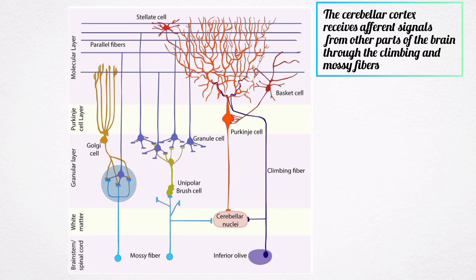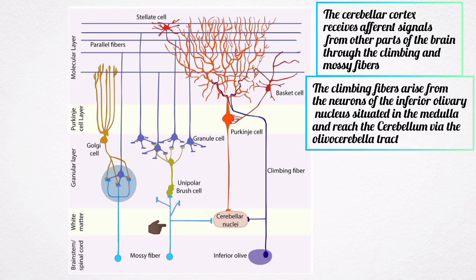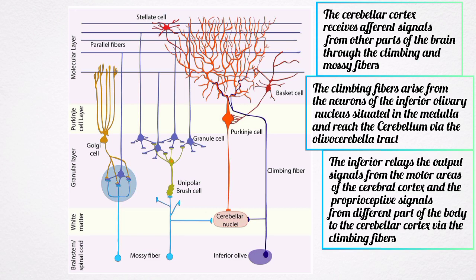The cerebellar cortex receives afferent signals from other parts of the brain through two types of nerve fibers, which are the climbing fibers and the mossy fibers. The climbing fibers arise from the neurons of the inferior olivary nucleus that is situated in the medulla and reach the cerebellum via the olivocerebellar tract. The inferior olivary nucleus relays the output signals from the motor areas of the cerebral cortex and the proprioceptive signals from different parts of the body to the cerebellar cortex via the climbing fibers.